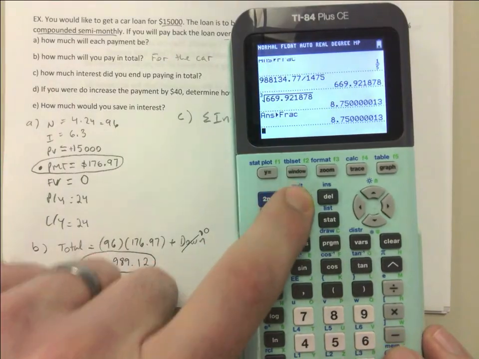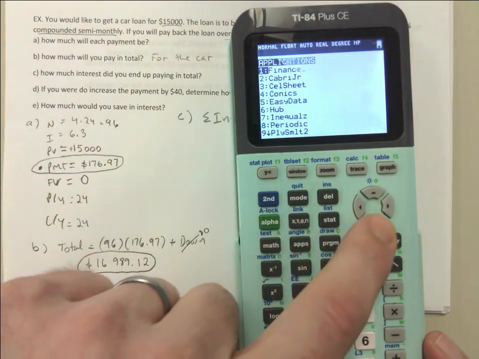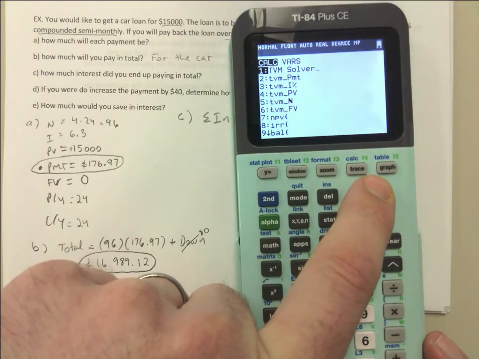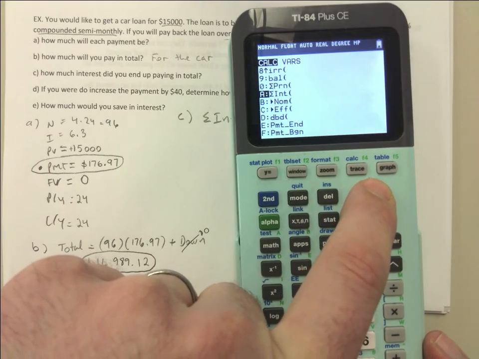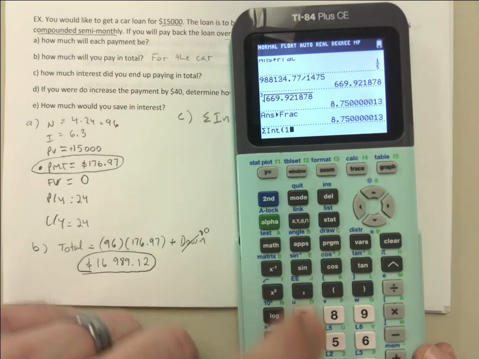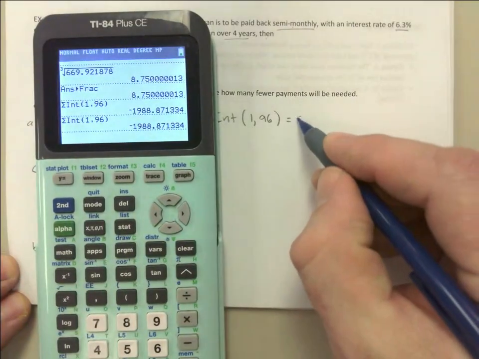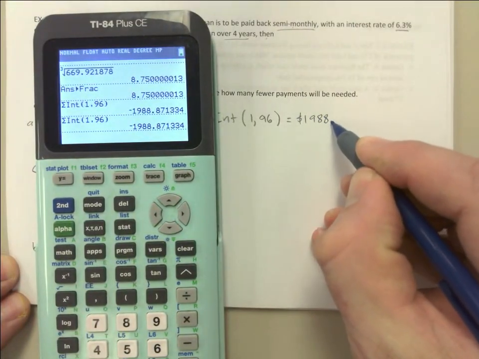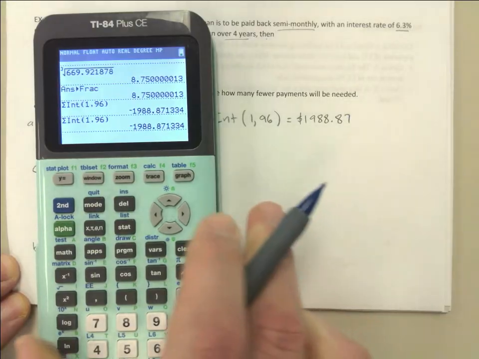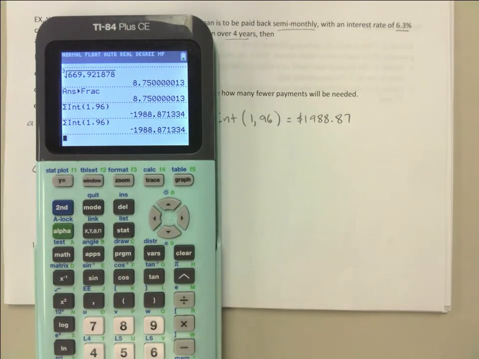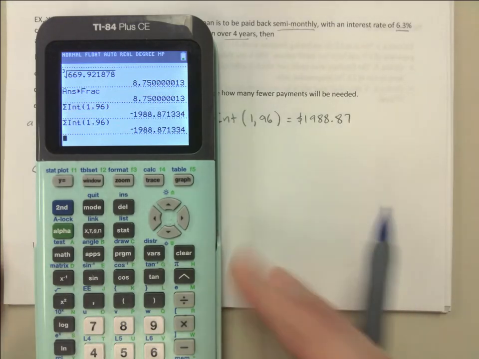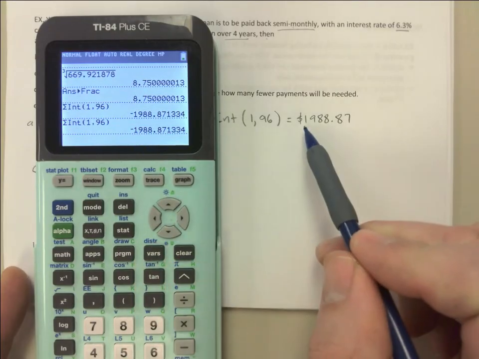You quit this screen. You go apps, finance. I actually go arrow up. I think that's faster. And then go 1, 96. There you go. 1,988 and 87 cents. It's negative because you're paying that to the bank, right? It's going out of your pocket to them. So it does make sense that it's negative. I omit it.